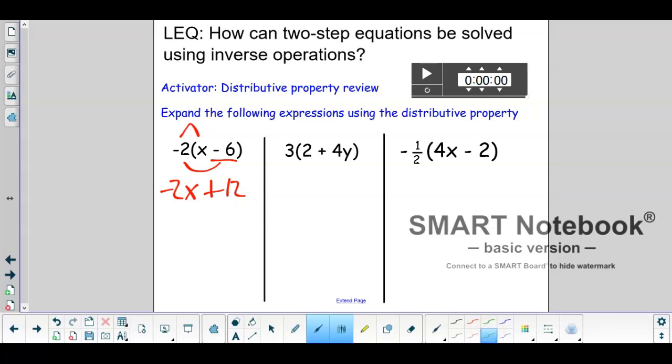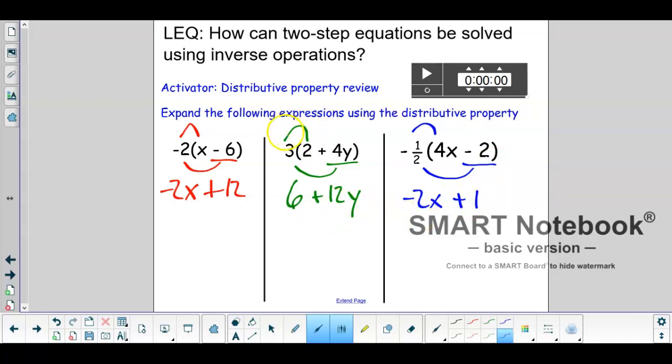The one in the middle, I have a positive 3 times 2, which is positive 6, and a positive 3 times a positive 4y, which would give me positive 12y. And then the last one, this outside negative 1/2 times 4x would be negative 2x, and negative 1/2 times negative 2 would give me a positive 1.